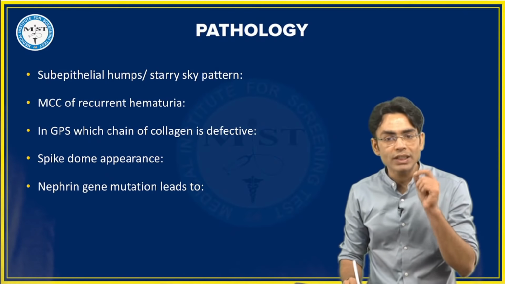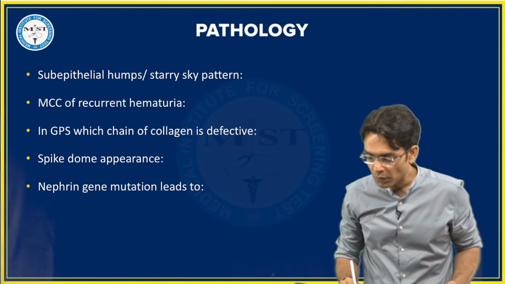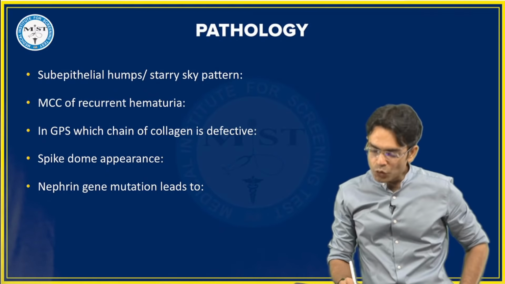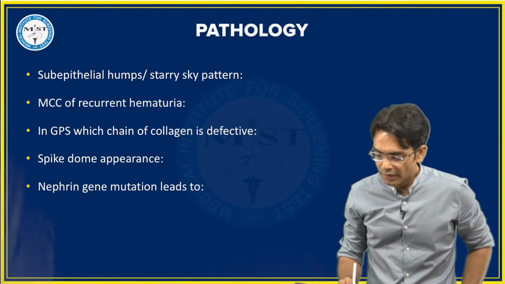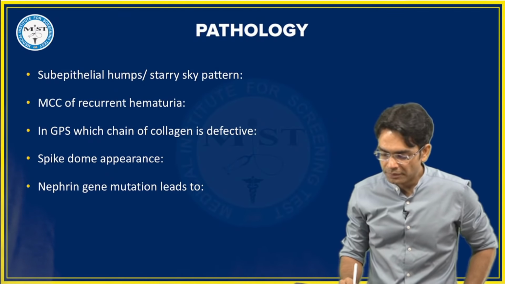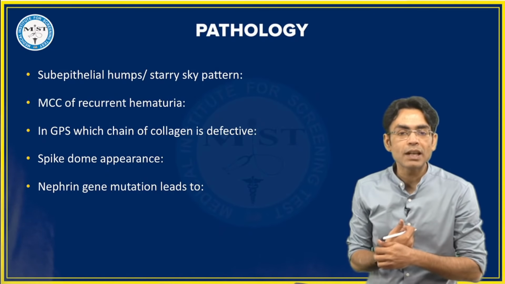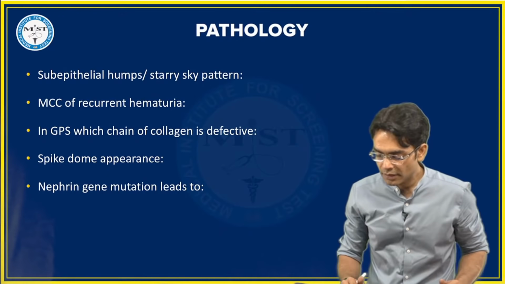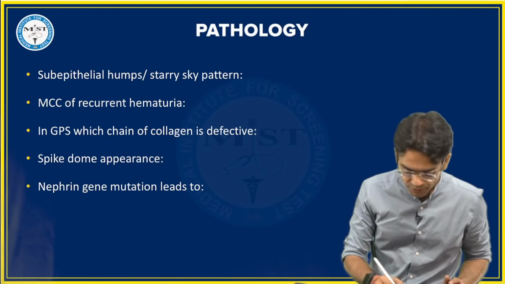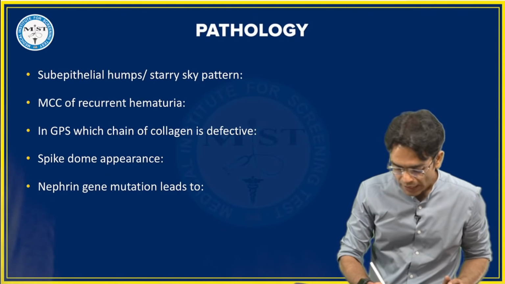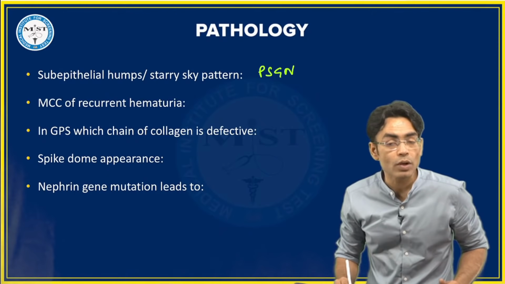We are talking about kidney. So subepithelial hump and starry sky appearance. Beta, tell me quickly. Now you people are giving the right answer. It is MPGN. Yeah. Subepithelial. Tell me quickly. Subepithelial humps and starry sky pattern. It is seen with. Yes, you are right. Thank you very much, Alia. It is PSGN, post-streptococcal glomerulonephritis.